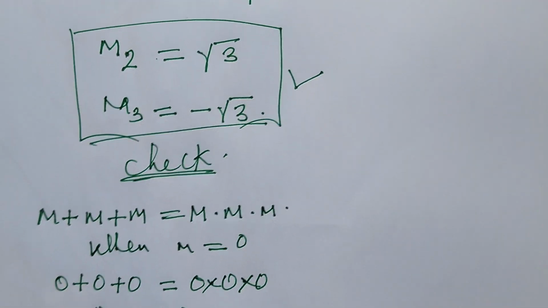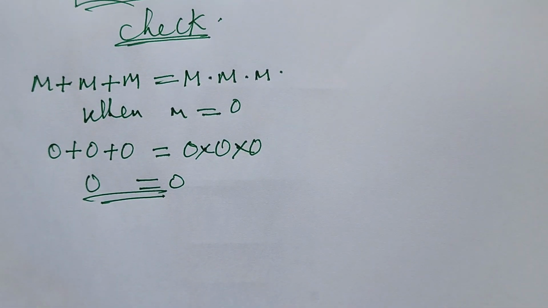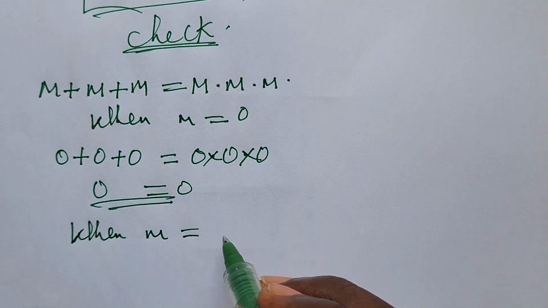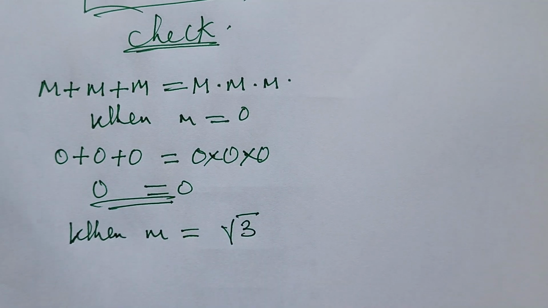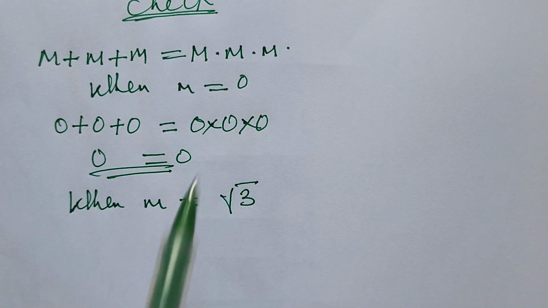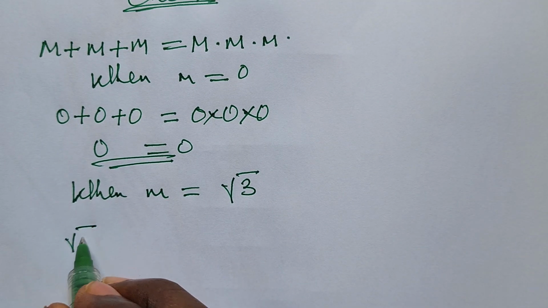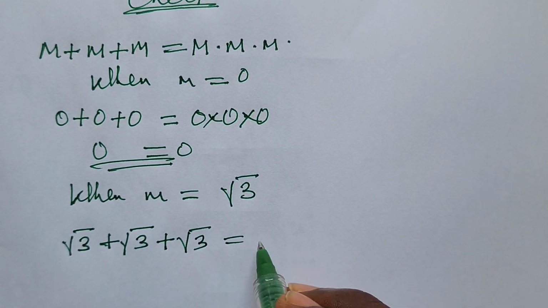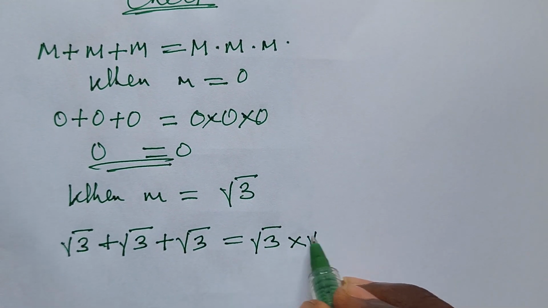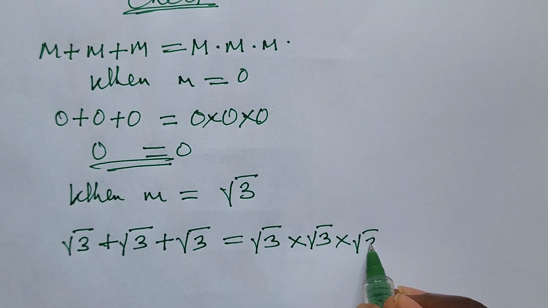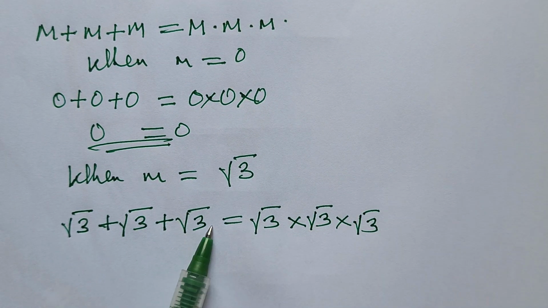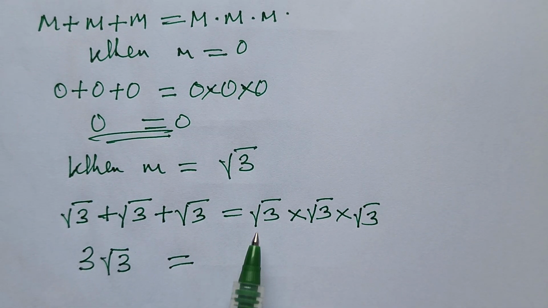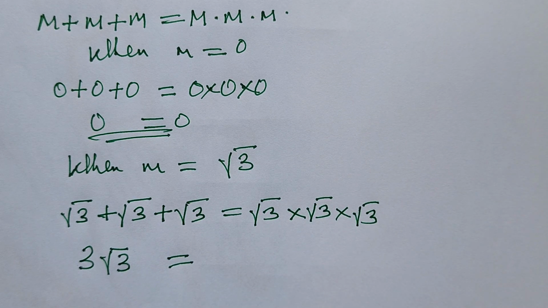So let's look at the second root, which is the square root of 3. When m is equal to the square root of 3, what we do is substitute this into the original equation again. This is going to give us the square root of 3 plus the square root of 3 plus the square root of 3 equal to the square root of 3 times the square root of 3 times the square root of 3. Good. If we add up everything here, this will give us 3 into the square root of 3 equal to, now root 3 times root 3 will give us root 9.